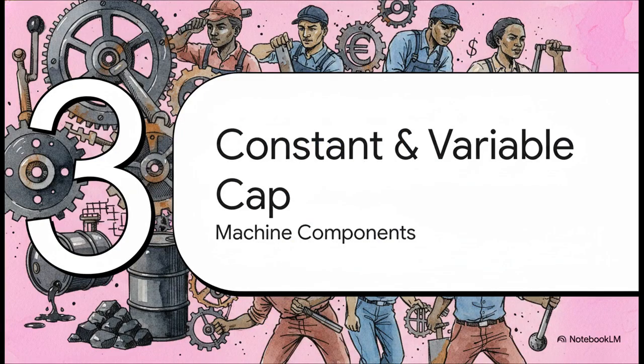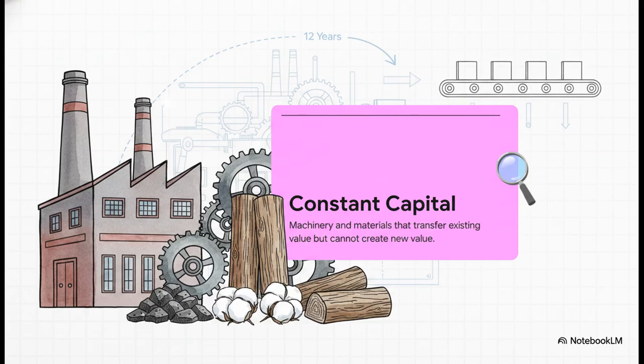All right, let's keep building. Part three, constant and variable capital, machine components. We've looked at the fuel and the workers, so let's see how the machine itself is categorized into two distinct parts. The very first category is constant capital. This includes your heavy machinery, your massive factory buildings, and raw materials like coal, cotton, or timber. The theory argues that this part of the capital is totally static when it comes to value creation.